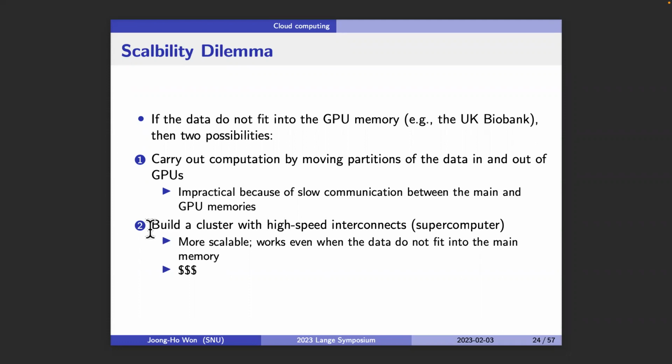Another possibility is to build your own cluster with a high-speed interconnect. So that's practically a supercomputer. Yeah, this solves most of the problem. It's more scalable than GPUs and works even when the data do not fit in the main memory of the computer, not the main memory of the GPU. But expensive, right?